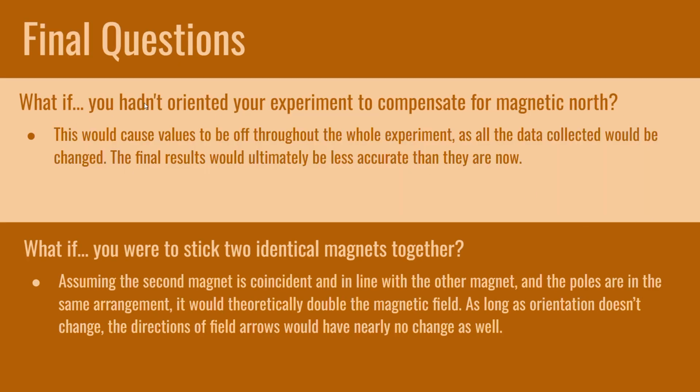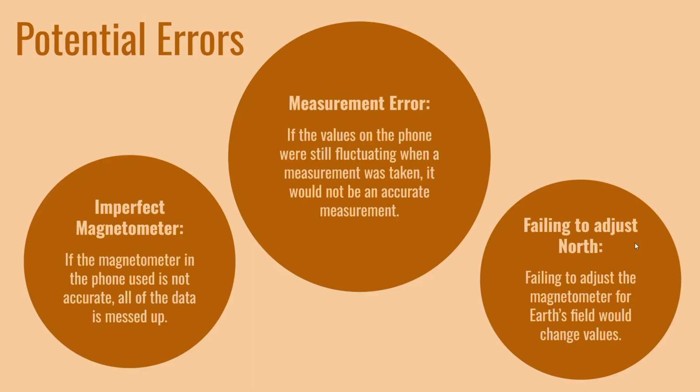Final questions. What if you hadn't oriented your experiment to compensate for magnetic north? Well, the values would just be a little less accurate overall. And that's really all. And then what if you were to stick two magnets together? The second one would just cause everything to double, assuming you put it in the same orientation as the first one, and the arrows would all stay the same direction. Besides that, nothing would change, just the magnetic field would double.